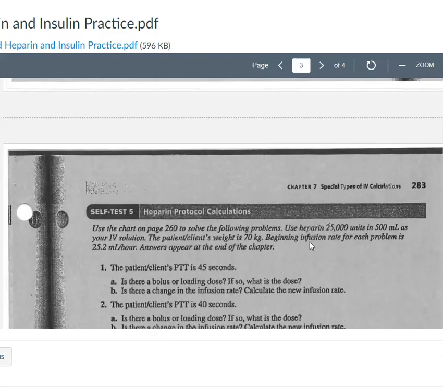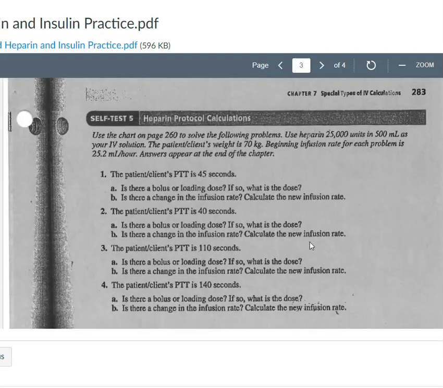I think you'll be fine. This is actually not on test one or test two, but this is on your final. I actually copied the protocols out of the book and then changed the numbers of the questions. So for the most part, as long as you know how to do the math, you will be fine. And let's see here, what else we got?